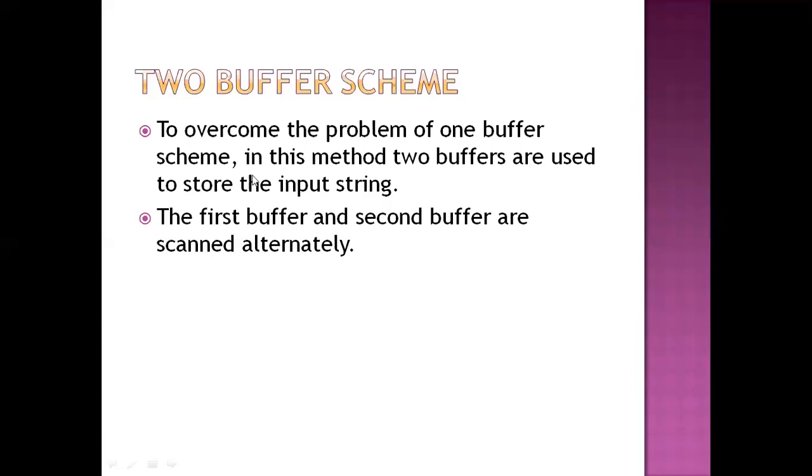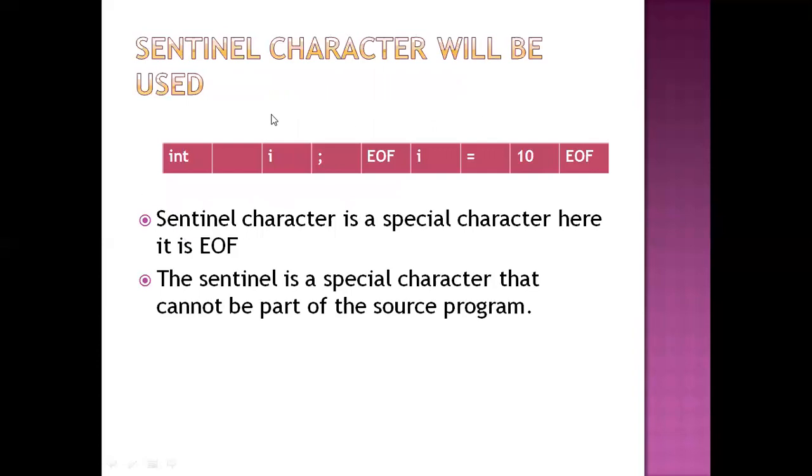The first buffer and second buffer are scanned alternately in this two buffer scheme. See here, this is the two buffer scheme. Here the sentinel characters will be used to identify that the first buffer has ended. Here also it is used to show the second buffer has ended. So the begin pointer and forward pointer will be used, same as before. So here it will be identified that the first buffer has ended.